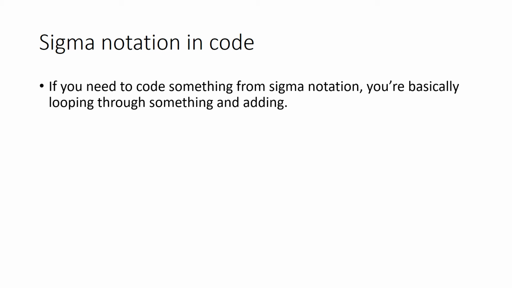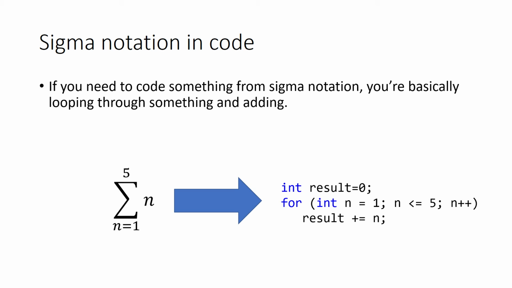If you do it in code though, basically sigma means a loop where you're adding something. So that same sigma notation converts into this code. Start with a result of 0, and then loop through from n equals 1 till n equals 5, and your result adds on n each time. So result will be adding on 1, then adding on 2, then adding on 3, then adding on 4, then adding on 5. Might seem like it's not helping much there, but imagine if it was n equals 1 to 1 million.